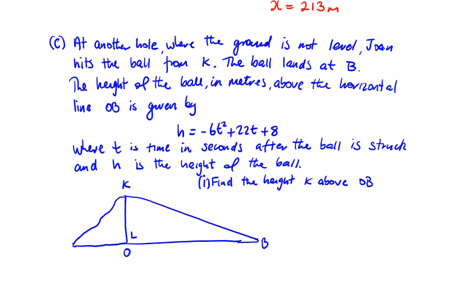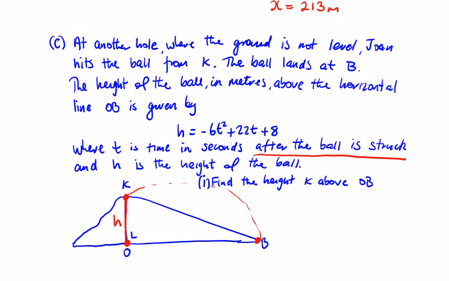On the next hole, where the ground is not level, Joan hits the ball from K up here. The ball lands at B down here. That's the path. And the height of the ball above O, above the horizontal, is this line here. That's given by this formula: h is equal to minus 6t squared plus 22t plus 8, where t is the time in seconds after the ball is struck and h is the height of the ball. Find the height h above K, so this h here, or above O, OB.